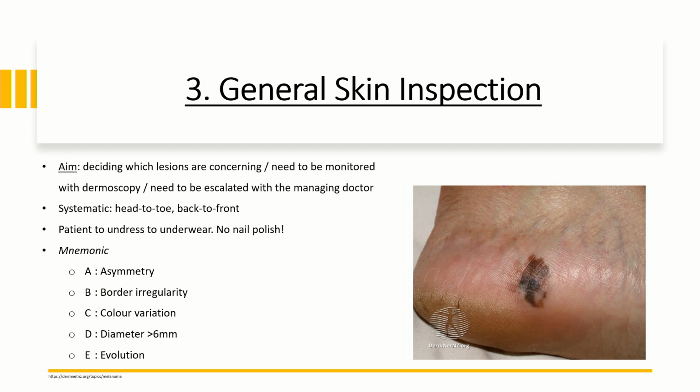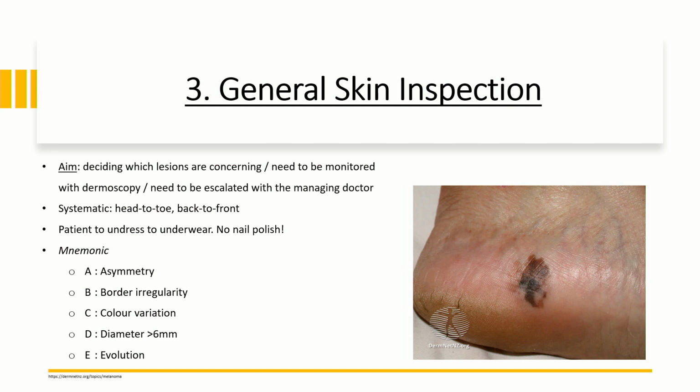So you've done the total body photography. What do you do next? Normally the melanographer will do a general skin inspection. This is very different from actually doing a skin check. You do a general skin inspection for the purpose of deciding which lesions you want to monitor or may be concerned about. Every person has their own way of doing this, but do it the same way every single time so that you have a good system.